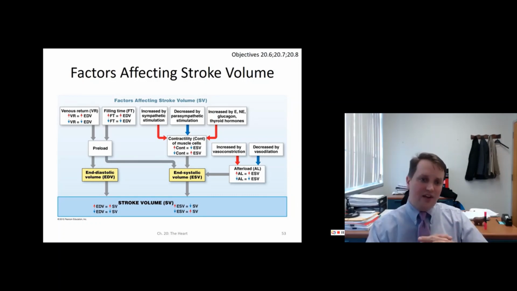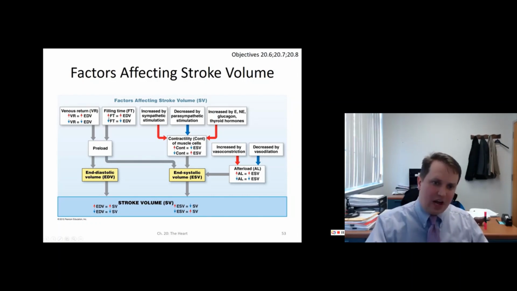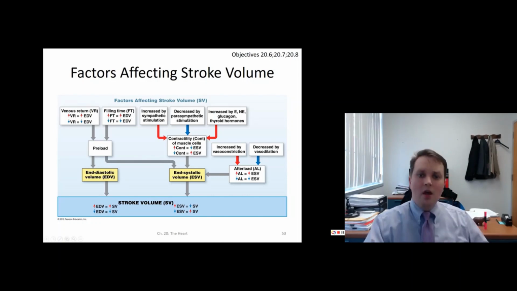We know that filling time affects the EDV because it affects the preload, and if filling time is increased, there's more blood in. Stimulation makes contractility go up. Vasodilation, vasoconstriction affects all this, right? Afterload is reduced, and if you ever get afterload down, then the ESV goes down. You have less left over, okay? If you ever have more leftovers, this will make a lower stroke volume, okay?